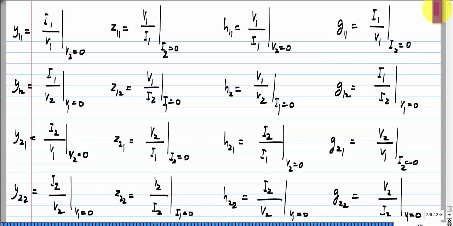What I want to highlight is that no two of these are the same. That is, you may be measuring the same quantities, but they will be under different conditions. For instance, first of all, let us look at y 1 1. We are taking the ratio I 1 by V 1, whereas for Z 1 1 we are taking V 1 by I 1. But y 1 1 is measured with port 2 short circuited, Z 1 1 is measured with port 2 open circuited. So, please do not make the mistake of confusing Z 1 1 with 1 by y 1 1. The same thing goes for Z 2 2 and y 2 2 as well.